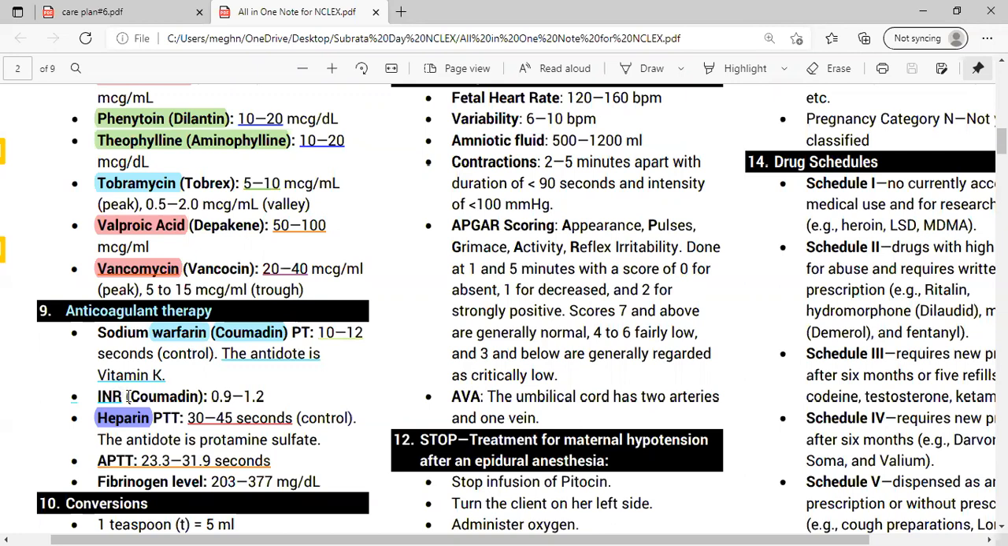INR, international normalized ratio, should be 0.9 to 1.2. In case of heparin, we should check PTT, and it would be 30 to 45 seconds. Activated partial thromboplastin time should be 23 to 31.9 seconds. And also fibrinogen level, 103 to 377 mg/dL.